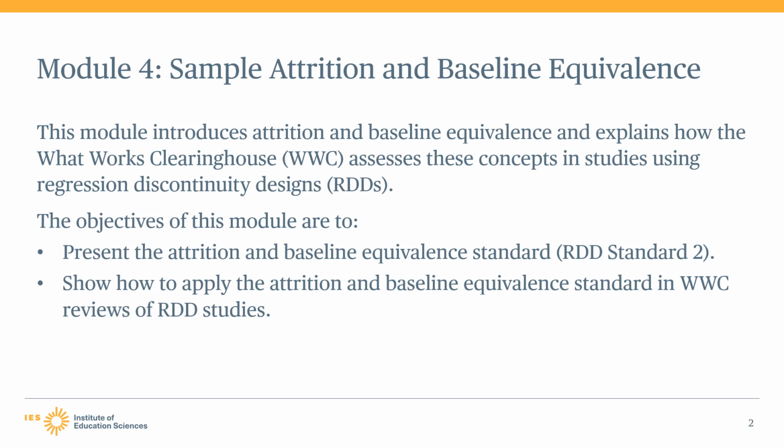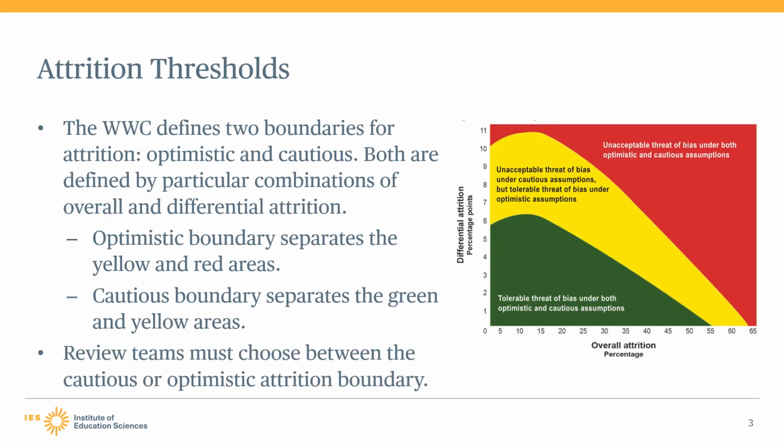This module introduces the way the WWC assesses attrition and baseline equivalence in RDDs and how it can affect an RDD study's research rating. After completing this module, you will be able to define what is meant by assessing sample attrition and baseline equivalence in a regression discontinuity design, and you will be able to describe how to apply the standard when conducting a WWC review of an RDD study.